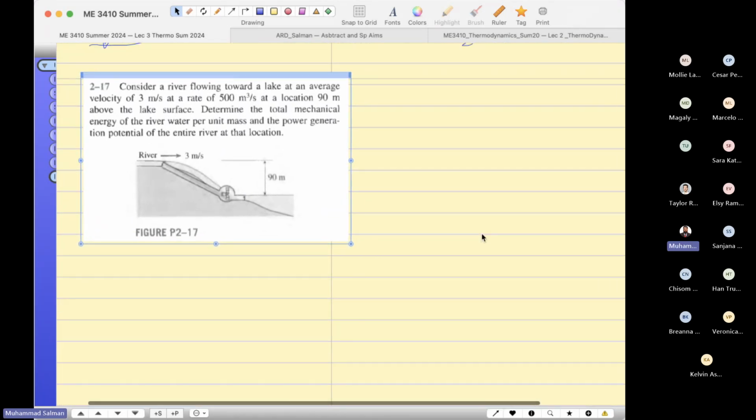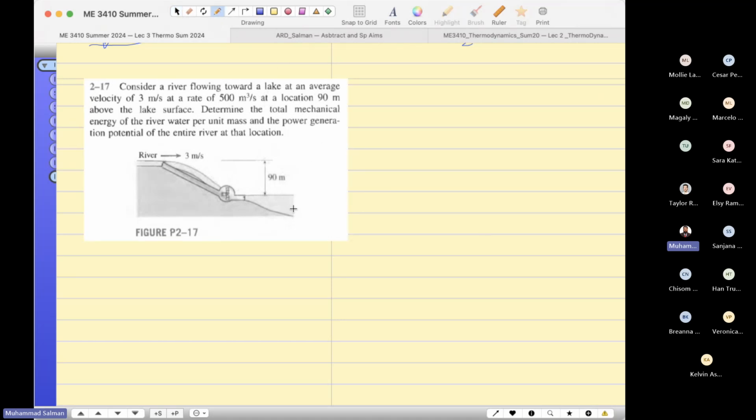Okay, let us solve this problem. It's a very good problem to understand the concept of the energy differences. Okay, let's start. Consider a river flowing towards a lake. This is our lake, and this is our river. The river is flowing, and there is a height difference here. This is the datum line.